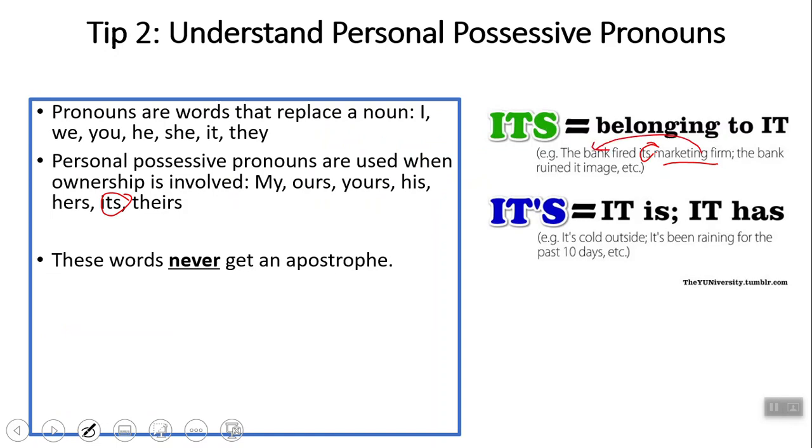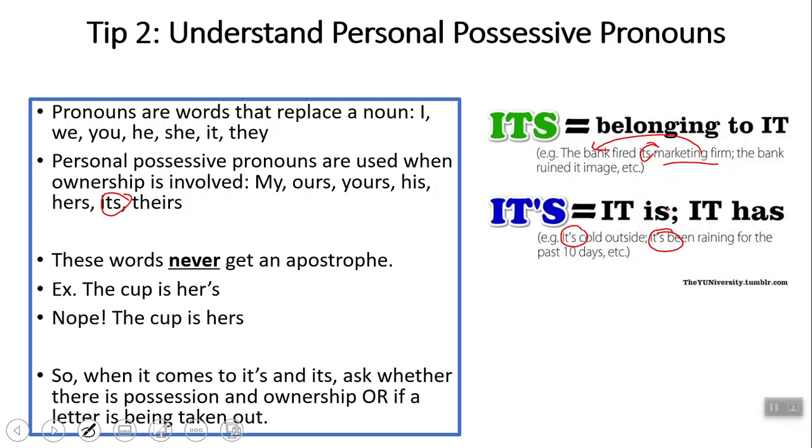It's with the apostrophe equals it is or it has. So it's cold outside gets the apostrophe. It's been raining for the last 10 days, again with the apostrophe. The cup is hers. Nope. The cup is hers, no apostrophe. So when it comes to its and it's, again, ask if there's possession.